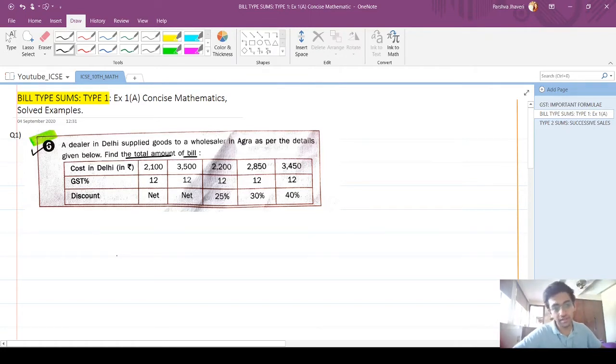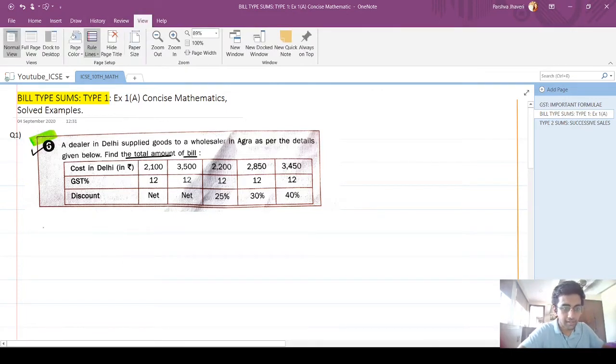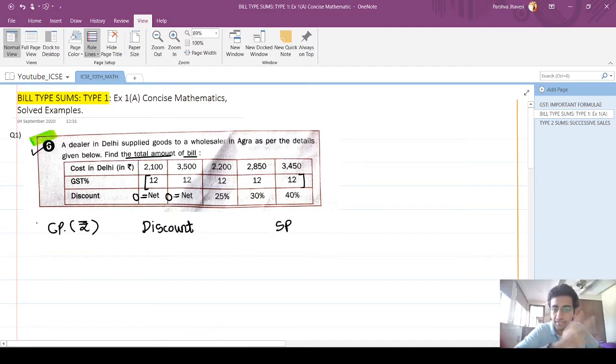For this type of sum we use certain columns to solve. The first column will be your cost price in Delhi, in rupees. Then you have to apply some discount to it. Then you will see your selling price. Now, net basically means zero discount. Remember that. And this GST is the same for all the products or services offered, so we'll calculate the total GST based on the total SP in the end. Okay, let's go ahead and do this now.